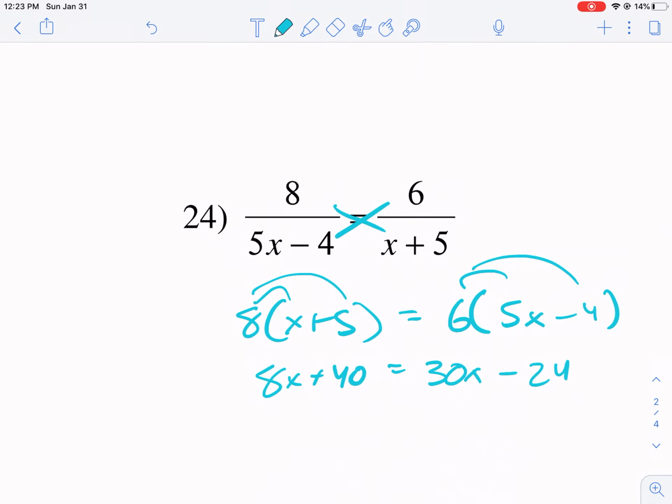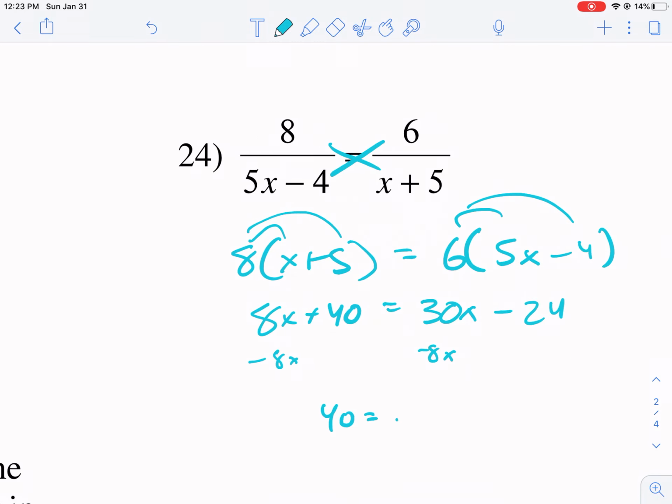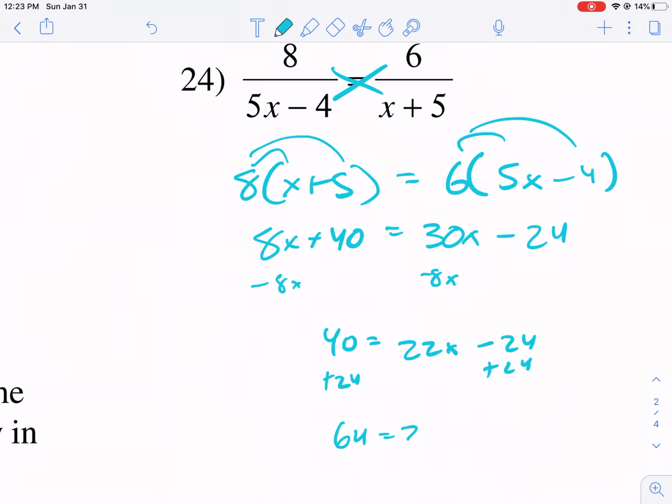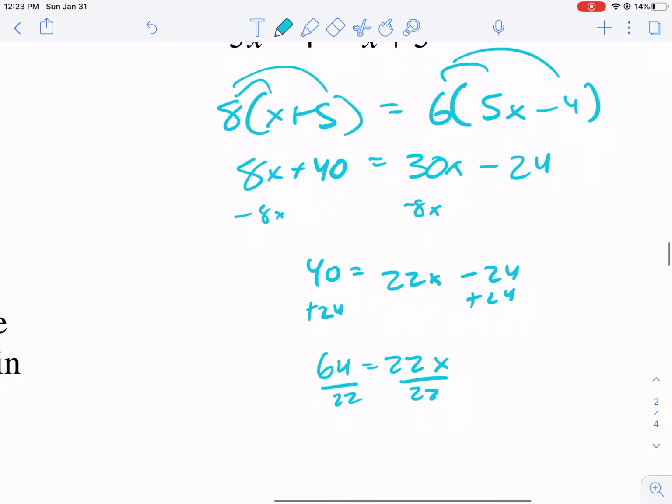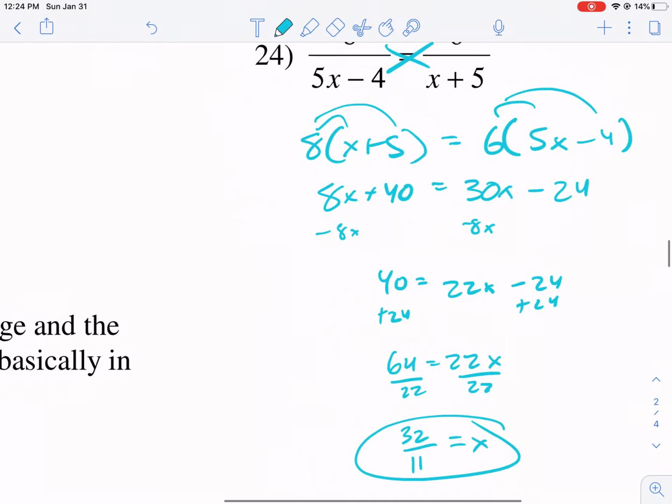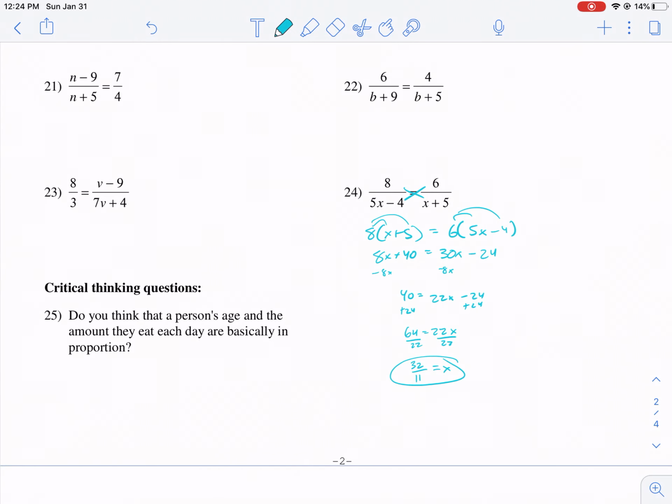I combine the x's first, so I'm going to subtract 8x from both sides. I like moving the smaller x. So I have 40 equals 22x minus 24. I'm going to add 24 to both sides. So then I have 64 equals 22x. I do 64 divided by 22. I'm not going to use a decimal. I'm not a big fan of decimals. I like leaving it as a fraction. I'm sure your teachers like that too. So we did get 32 over 11 after we reduce 64 over 22, dividing top and bottom by 2, and that equals x. So that's really all there is to it.